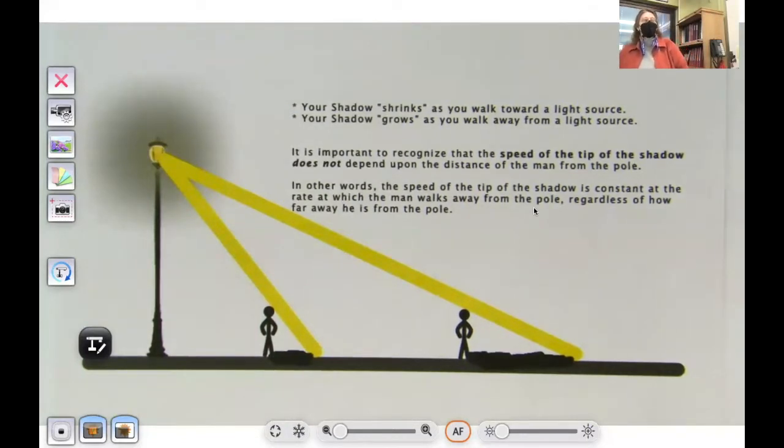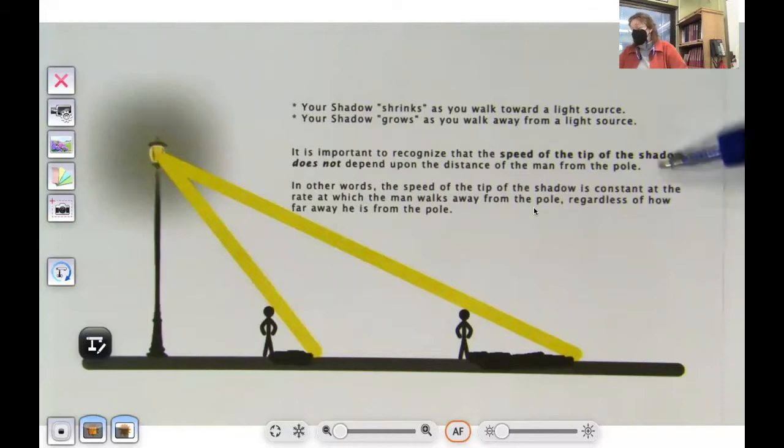It is a very tall light pole. Yes, I did not draw to scale, but when you create things on a computer, you just do what you can. All right, so a couple points. Your shadow shrinks as you walk towards the light pole, which we just talked about. Your shadow grows as you walk away from a light source. Okay, so two important concepts you got to remember.